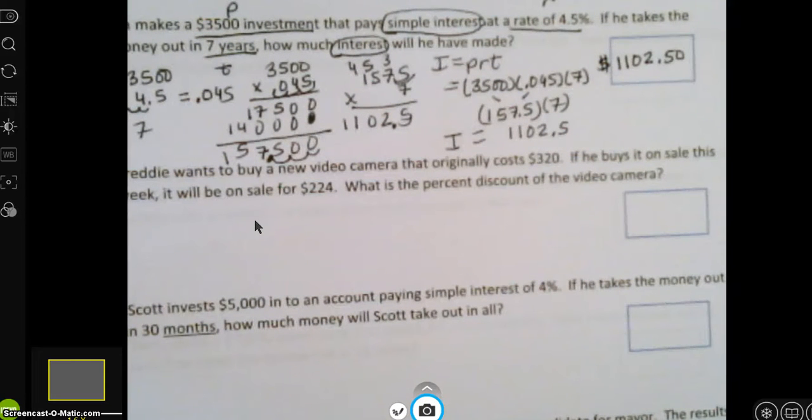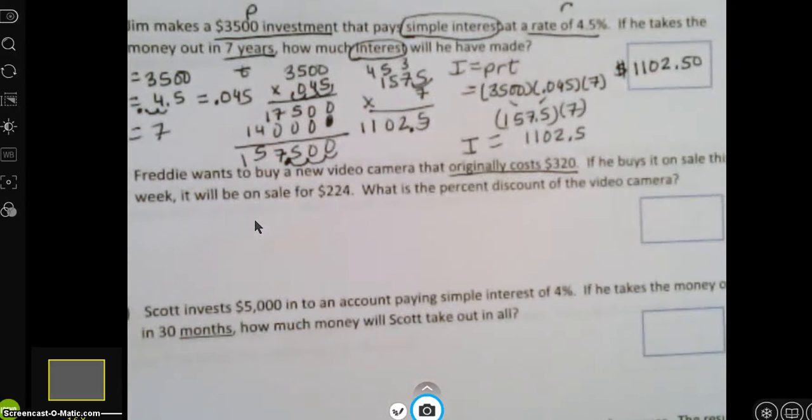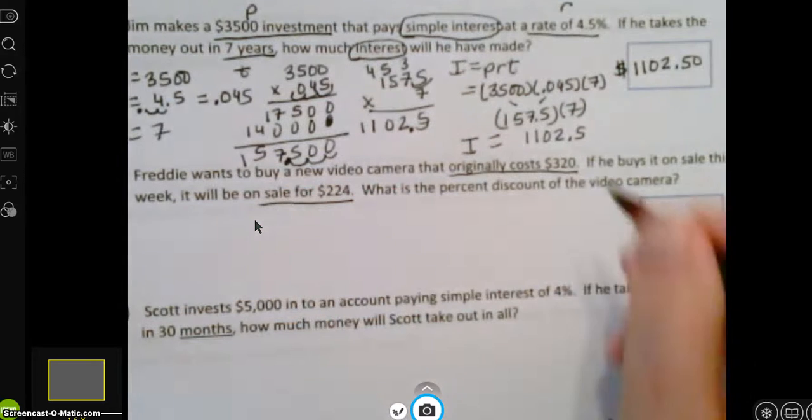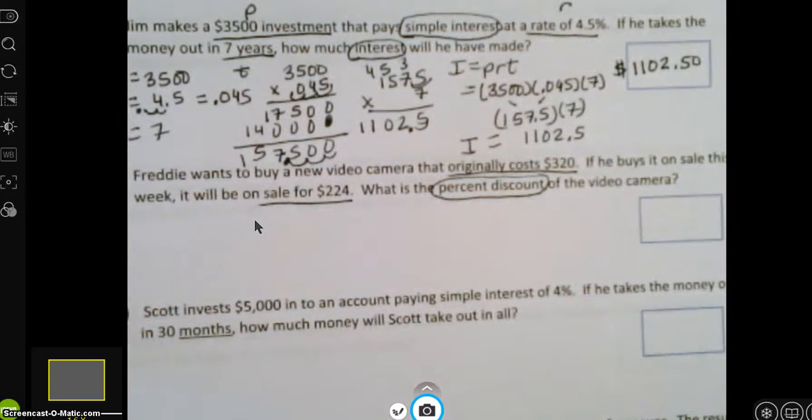Okay. Number 8 says Freddie wants to buy a new video camera that originally cost $320. If he buys it on sale this week, it will be on sale for $224. What is the % discount of the video camera?